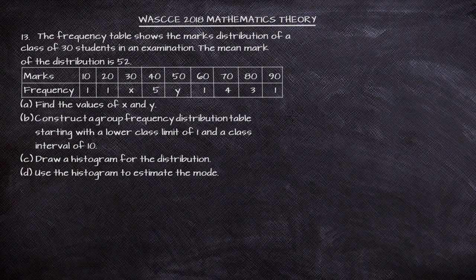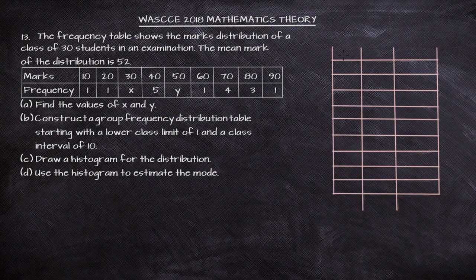We are given a frequency table that is showing the mark distribution of a class of 30 students in an exam. The mean mark is 52, and from this we find the values of x and y, construct a group frequency table starting with a lower class limit of 1, class interval of 10, draw a histogram, and use it to estimate the mode. Now we have to come out with our table for these values because we want to sum everything. Now x will be our mark, f is our frequency, fx is the product of the two, and then we want to replicate this information in our own table.